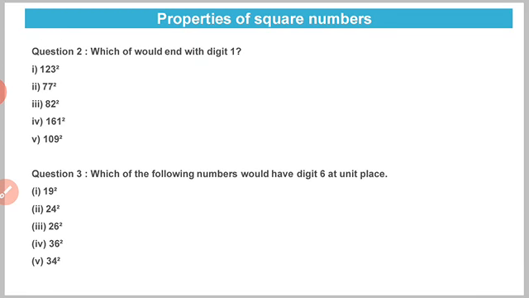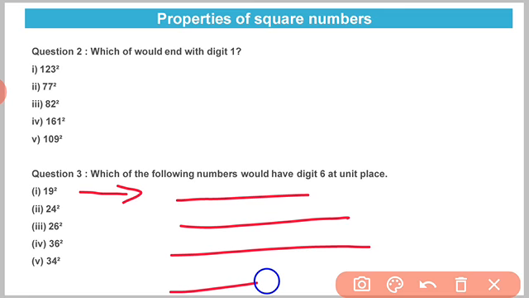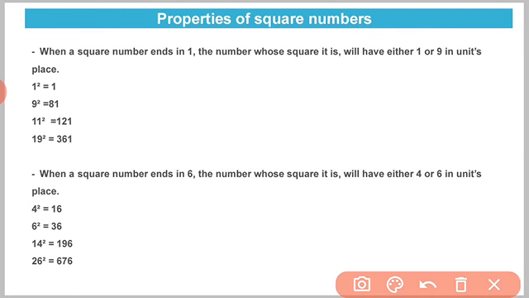For this, let us do question number 3. Which of the following numbers would have digit 6 at units place? Means which of the following numbers, when we squared, the square number which we obtain will have 6 at units place. We have to check. So if I do the square of 19, obviously I will not get a square number which will have 6 at its units place. We can use this property which we just learnt now. We have to use this property.